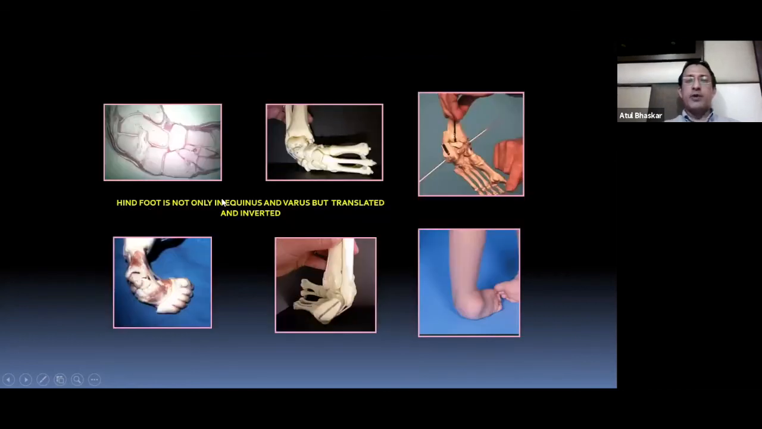The hindfoot is not only in varus and equinus, but also it's translated and inverted, and that is very well shown in these cadaveric diagrams, and you can also see where the talus is pointing. Unlike in a vertical talus where the talus is pointing medially, here the talus points laterally. So you can see the talar head, this is the heel, the talar head is pointing laterally, which is very well seen here on the X-ray, and this is used as our fulcrum for manipulation.